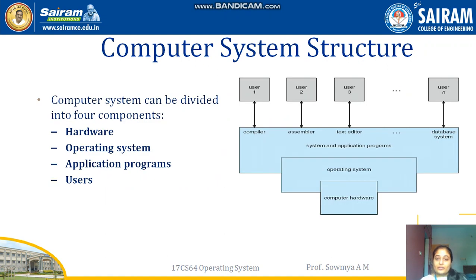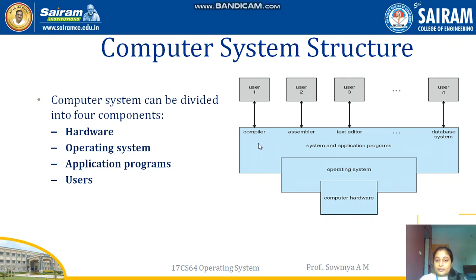So the components of a computer system structure are mainly divided into four categories. One is the user, the topmost one, where the user is responsible for accessing the applications of the system. So the user will be the top one, then the bottommost will be computer hardware. The user wants to access computer hardware through application programs. To support application programs, the operating system will be helpful.